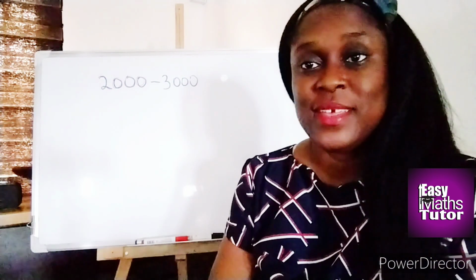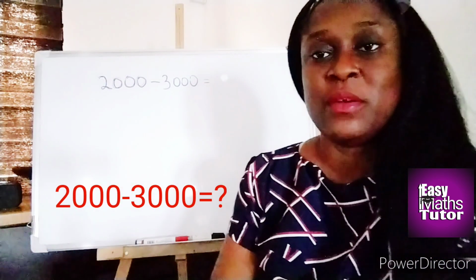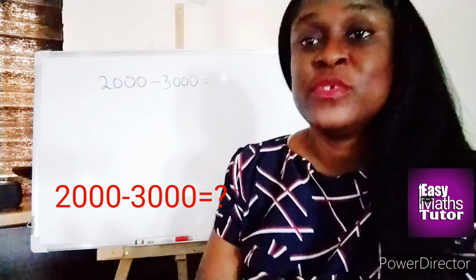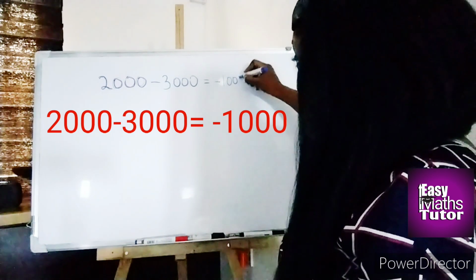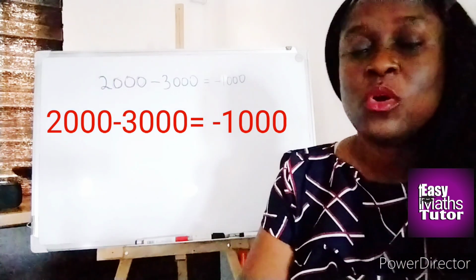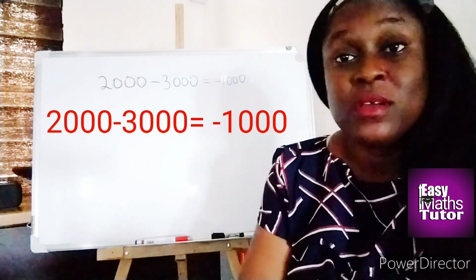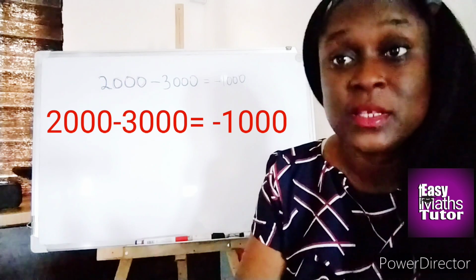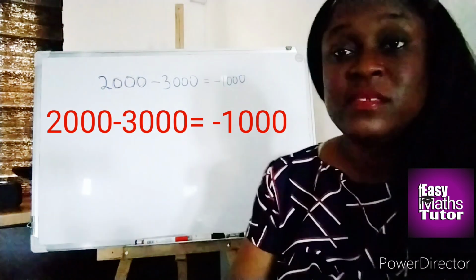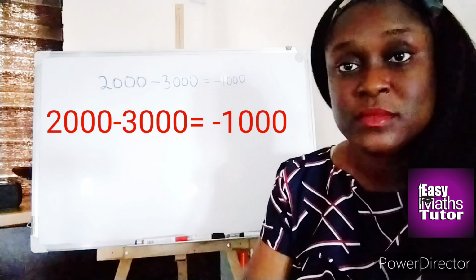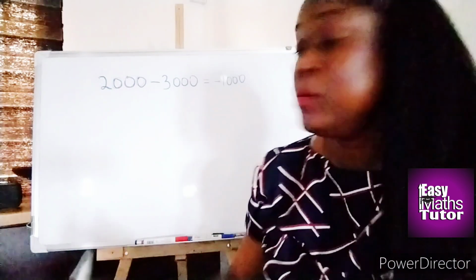So what will be the result of this scenario? Clearly, the result is negative 1,000, because you're going to be owing 1,000 naira. You're going to be in a deficit of 1,000 naira. So this is how to tackle problems with negative numbers. All right? Can we do another example? Let's try another scenario.